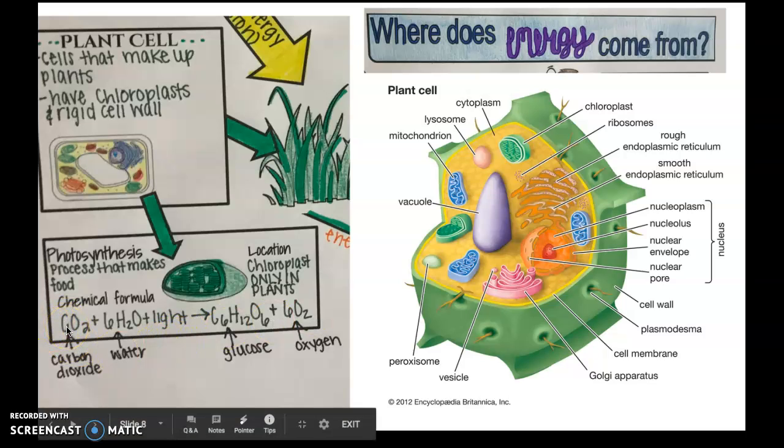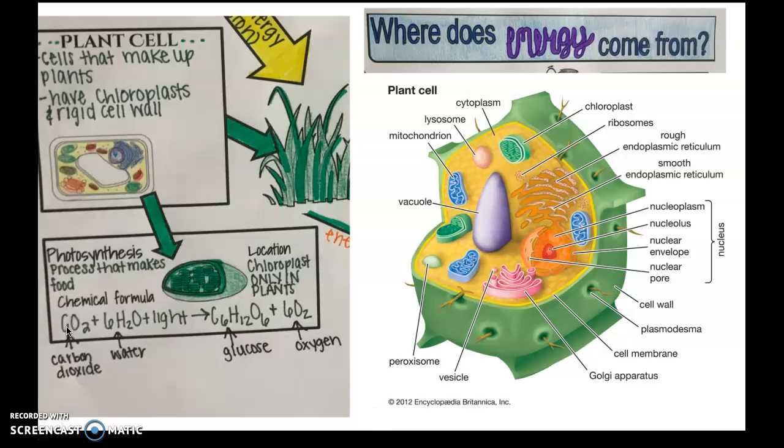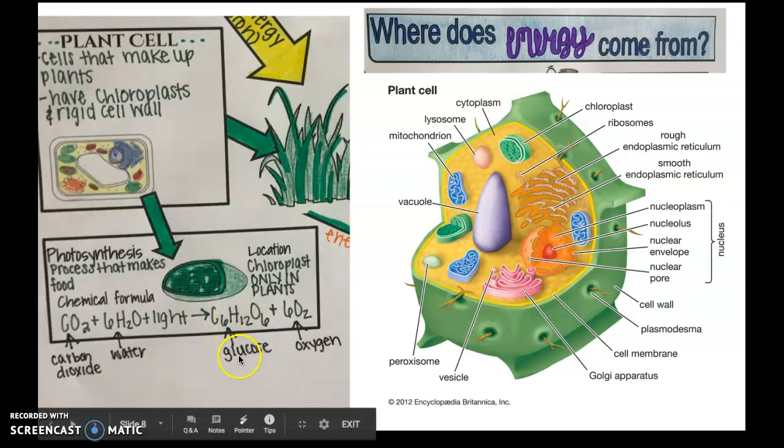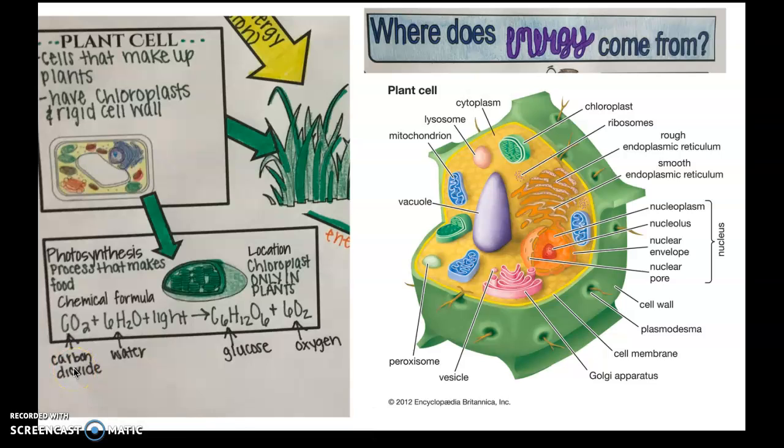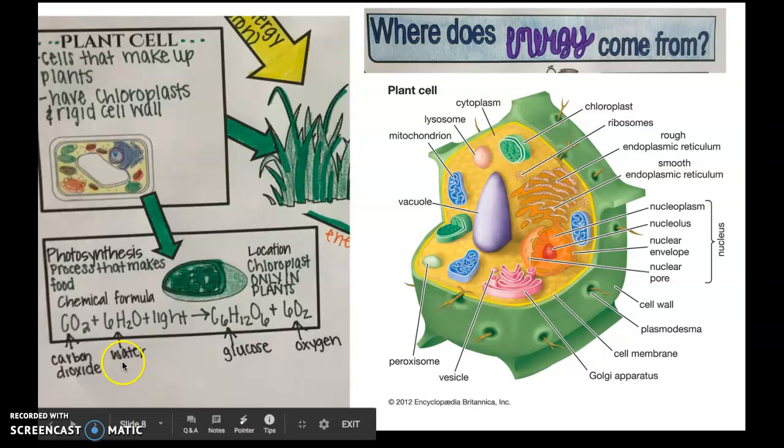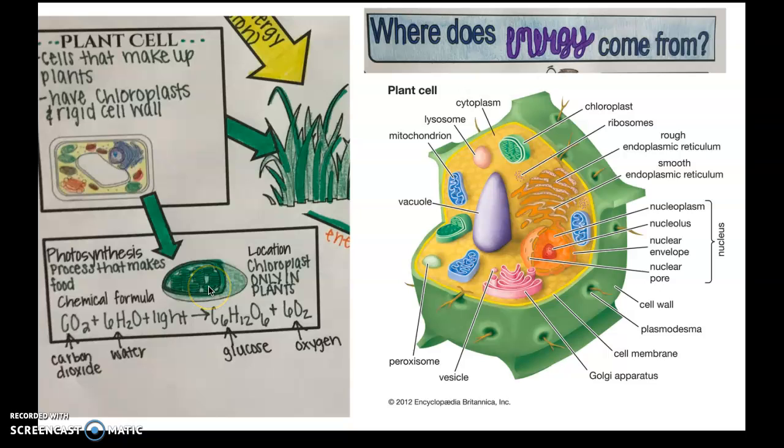But our photosynthesis chemical formula is actually 6 CO2 plus 6 H2O plus light yields, that's what the arrow means, C6H12O6, which is glucose, plus 6O2, which is oxygen. So this chemical formula is telling us that we use carbon dioxide plus water plus the energy from light to make glucose and oxygen as a byproduct. That's the chemical reaction that happens inside the chloroplast.